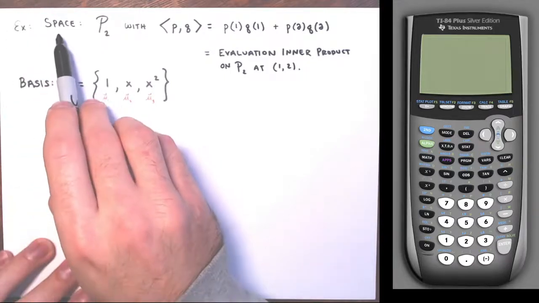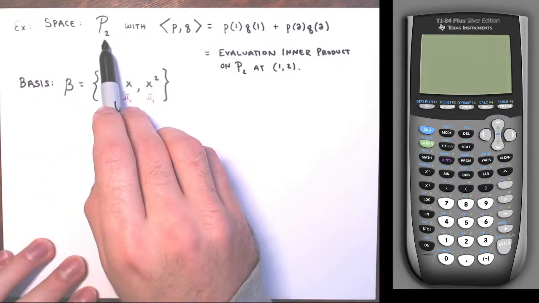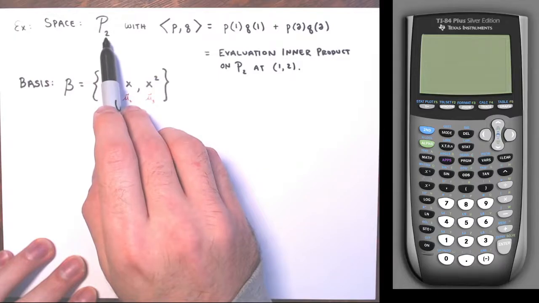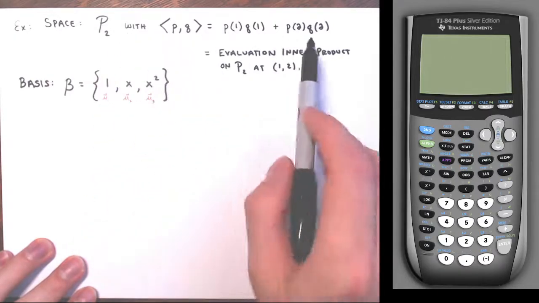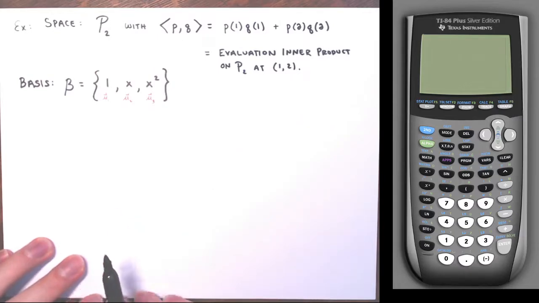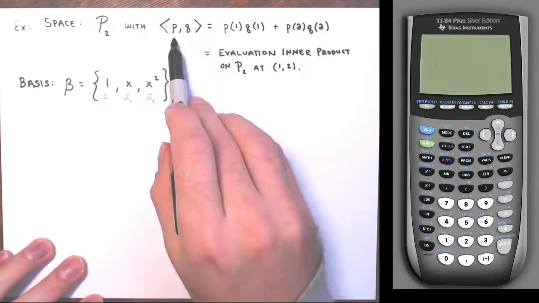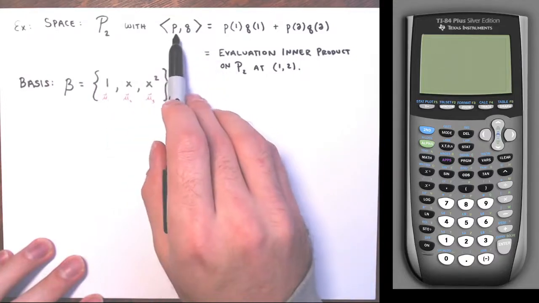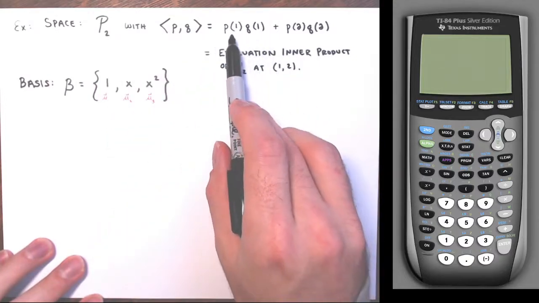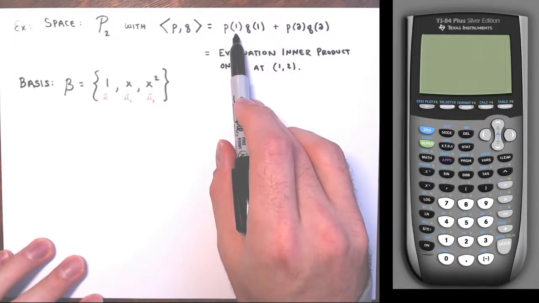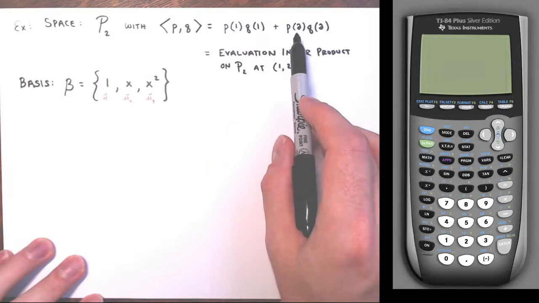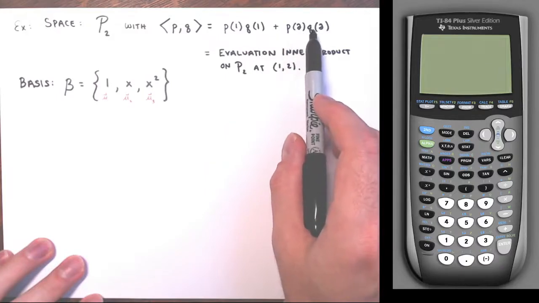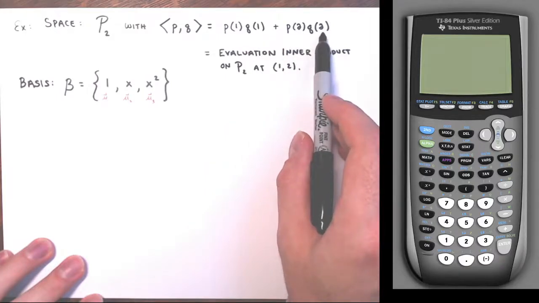So my inner product space is P2. Now remember, P2 is the set of all polynomials of degree 2 or less. Now this is one I really haven't brought up all that much, if at all. Here it is now. The inner product of two polynomials is the value of the first polynomial at 1 times the value of the second polynomial at 1, plus the value of the first polynomial at 2 times the value of the second polynomial at 2.